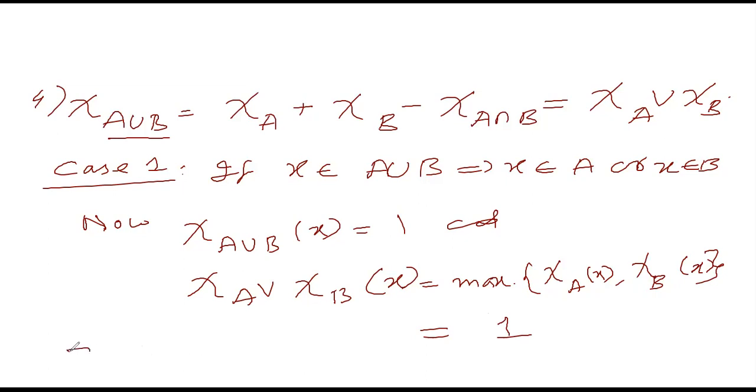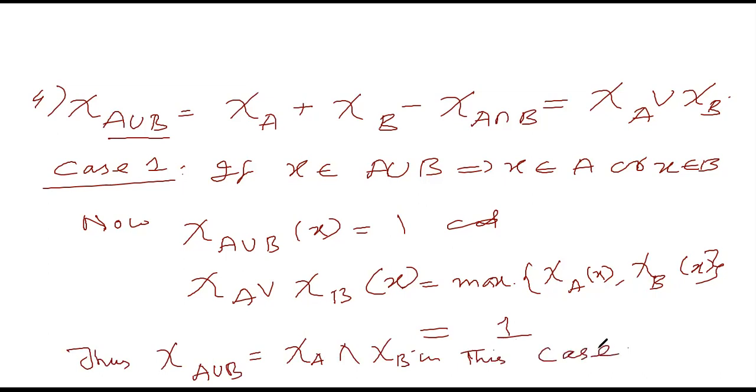Thus chi A union B is equal to chi A join chi B in this case. In this case they are equal. Now I will take another case, case 2.